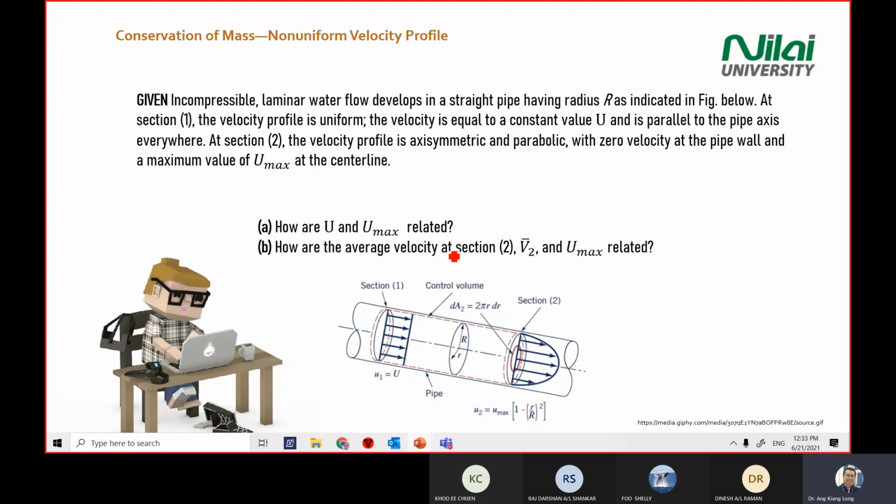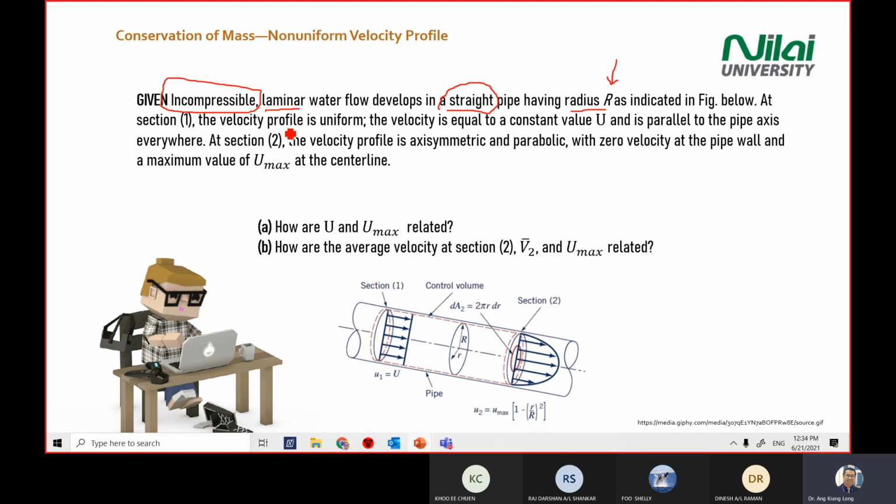So the question goes like this. You have an incompressible flow. This is a very important word when you try to solve fluid mechanics questions. Given incompressible laminar water flow developed in the straight pipe. The word straight also helps you a little bit. Having radius r, this question gives you r instead of diameter, as indicated in the picture below.